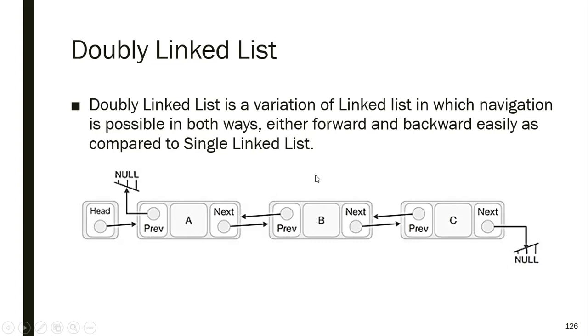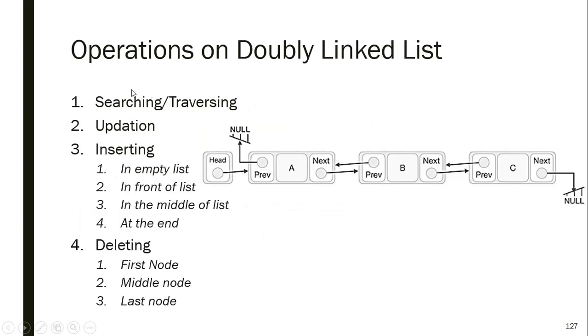It has some advantages as well as some disadvantages. The advantage is that you can navigate in both ways. The disadvantage is that you need one more extra location to store for each node. So working is the same. You can search by the same algorithm because it will move next. So it is not a problem. Updation is very easy.